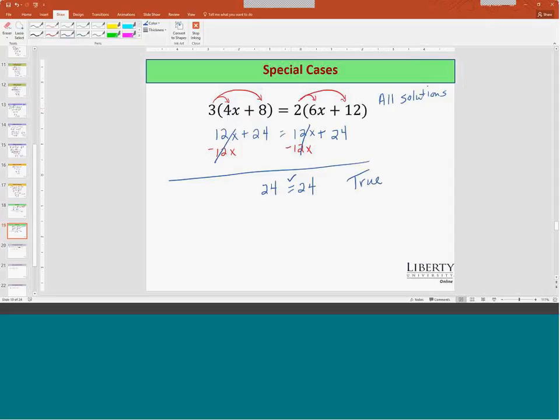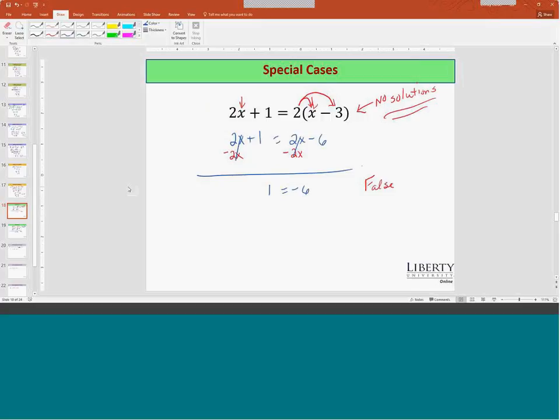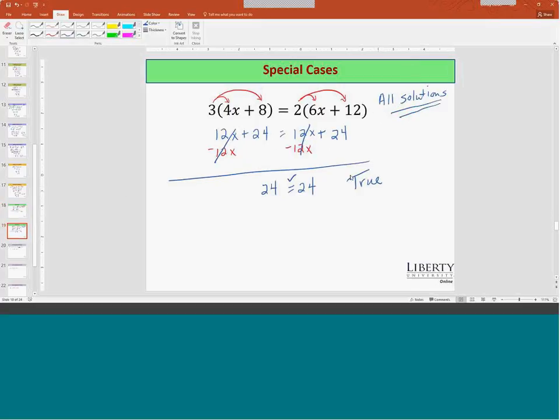So this special case, when you end up solving and you end with something that's true, know that all solutions that you want to place in place of x will work in this equation. So when you end up with a false statement, there's no solution for x. When you end up with a true statement, all solutions for x will work.